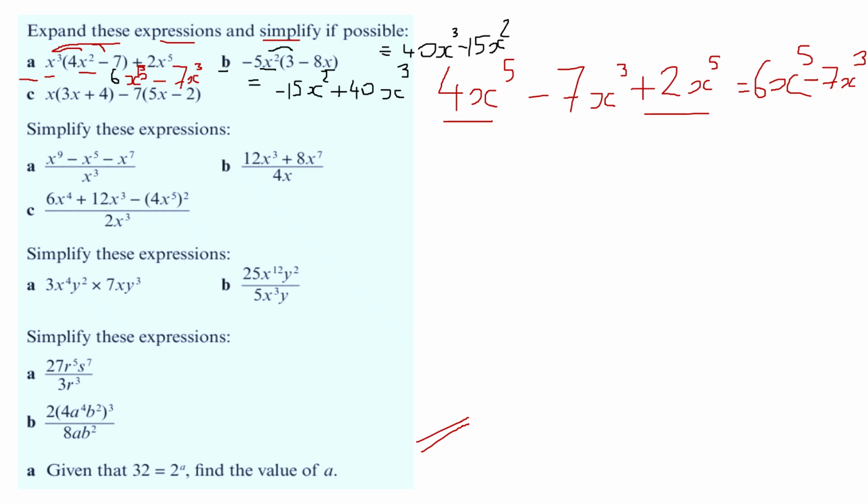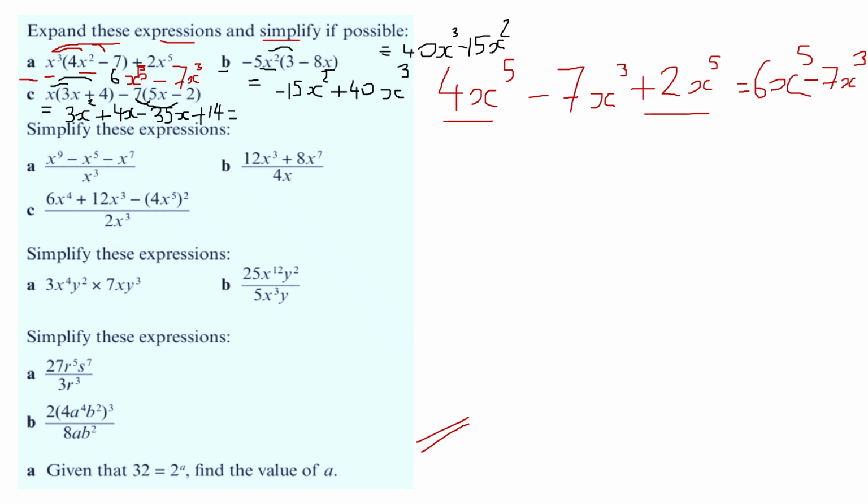Right, what about part C? We've got x (3x plus 4) minus 7 (5x minus 2). So we do x times the 3x makes 3x squared. X times the plus 4 is plus 4x. Then minus 7 times 5x makes minus 35x, and minus 7 times minus 2 makes plus 14, or positive 14.